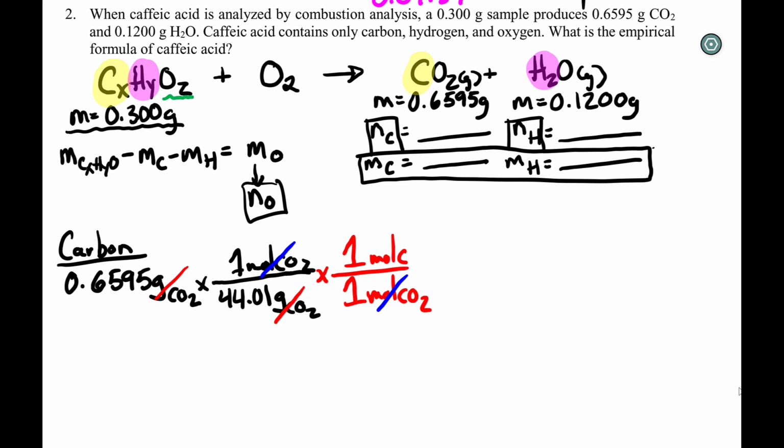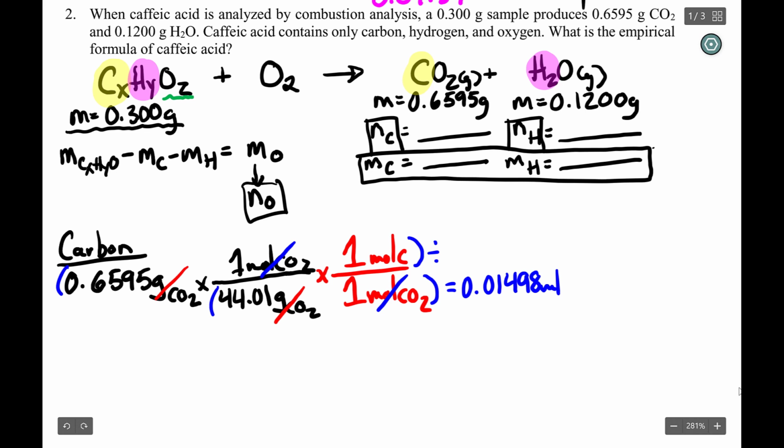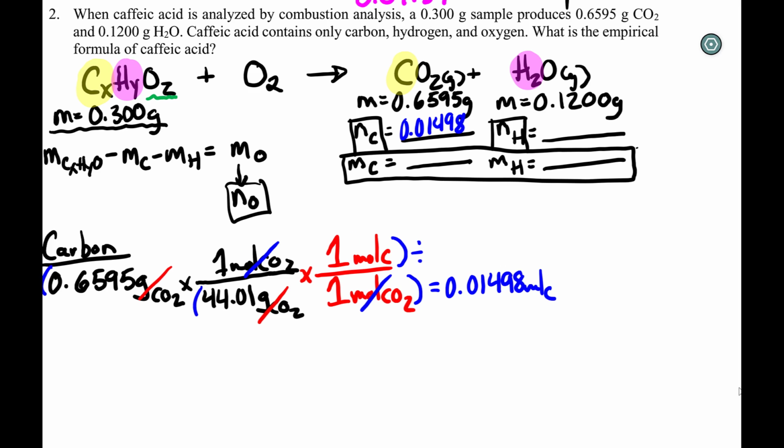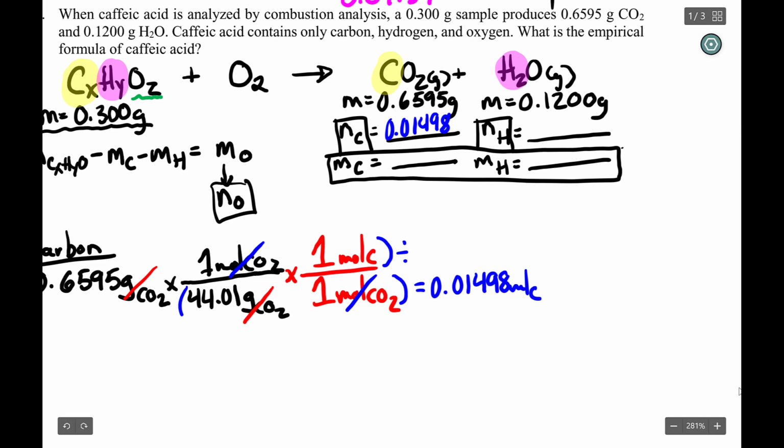We're going to calculate this and get a value. So everything on top, hit divide, everything on the bottom, hit equals. And we end up with 0.01498 moles of carbon. So I'm going to put that up here, 0.01498. Now I have one more step to do though. I need to turn this into mass of carbon, and I can simply do that with the molar mass of carbon. So I can say that there is 12.01 grams of carbon for every 1 mole of carbon.